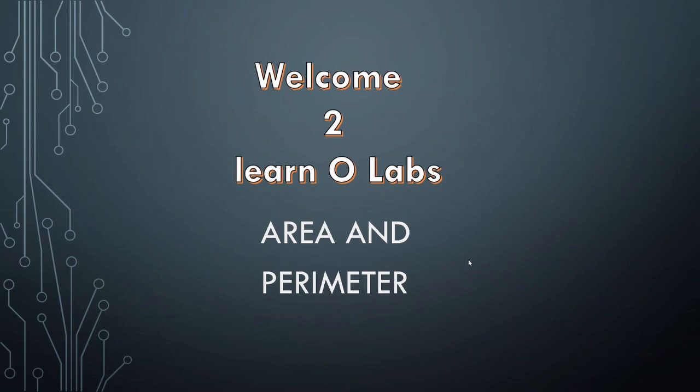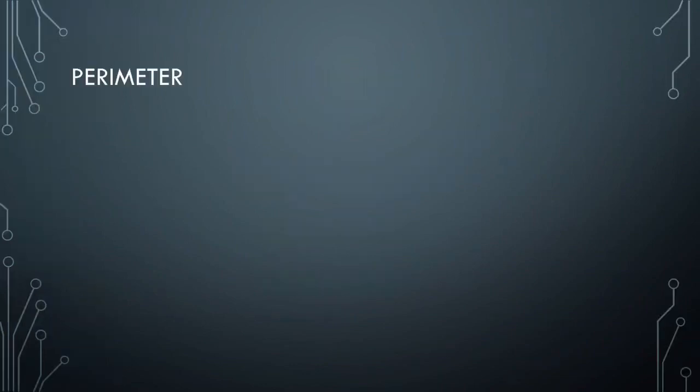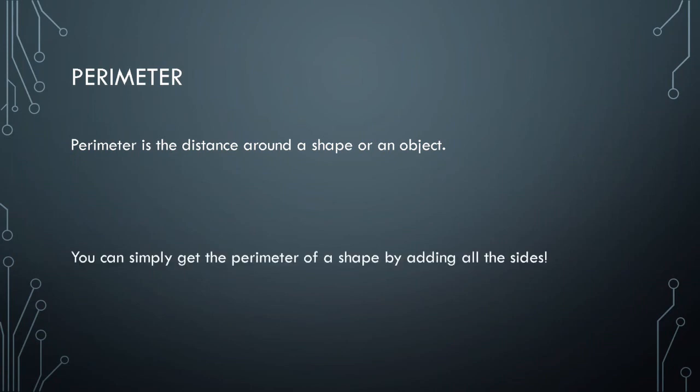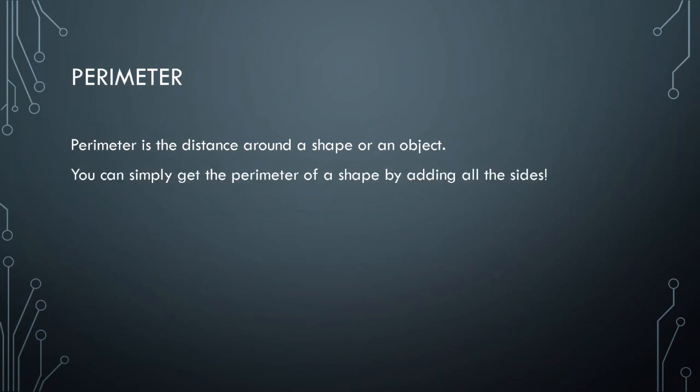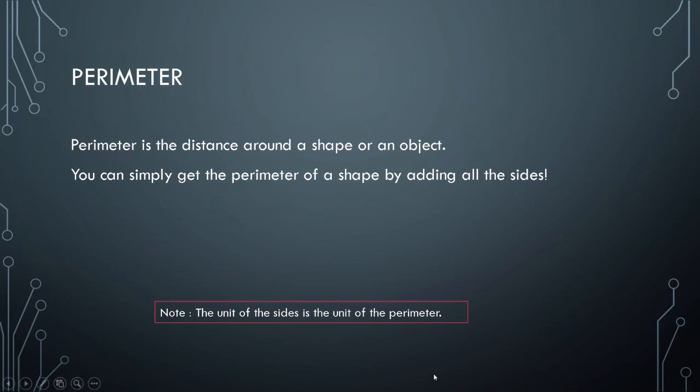In this video, we'll be looking at area and perimeter. Let's start with perimeter. What is perimeter? Perimeter is the distance around a shape or an object. You can simply find the perimeter of a shape by adding all the sides. Pretty cool, eh? The unit of the sides is the unit of the perimeter. For example, if the side unit is centimeters, then the perimeter's unit will also be centimeters.